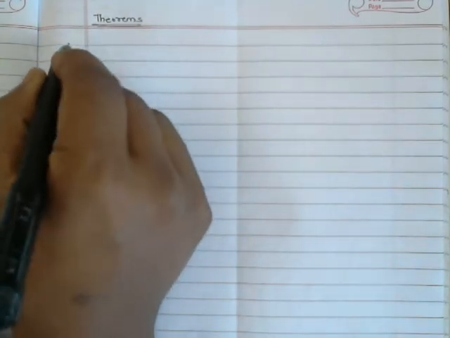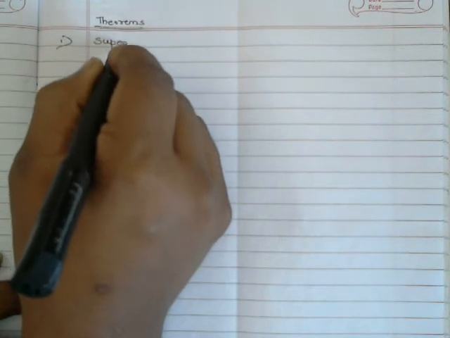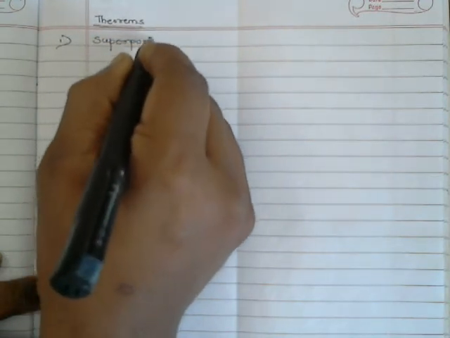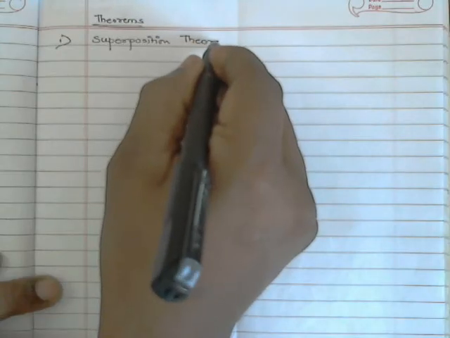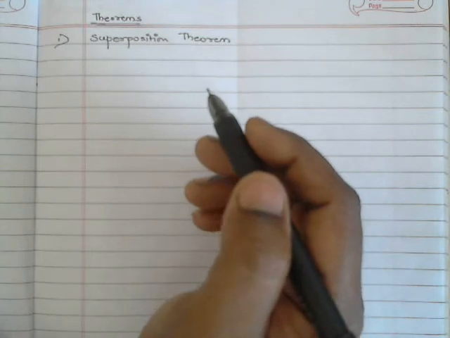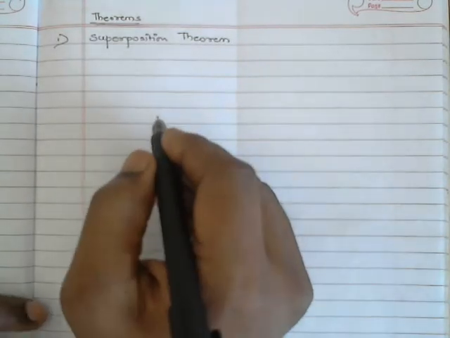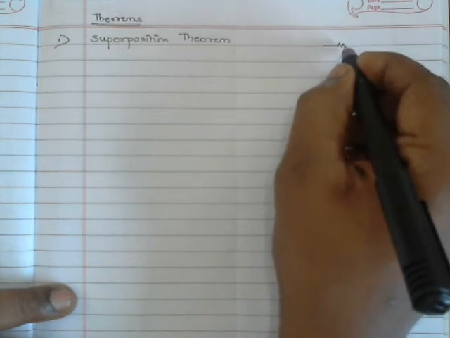Okay, so actually there are several theorems. For your syllabus, there are four theorems. Okay, and the first of them is the superposition theorem. As the name indicates, it deals with the position of a particular element. Okay, so what is the superposition theorem? Let me draw one simple example here.